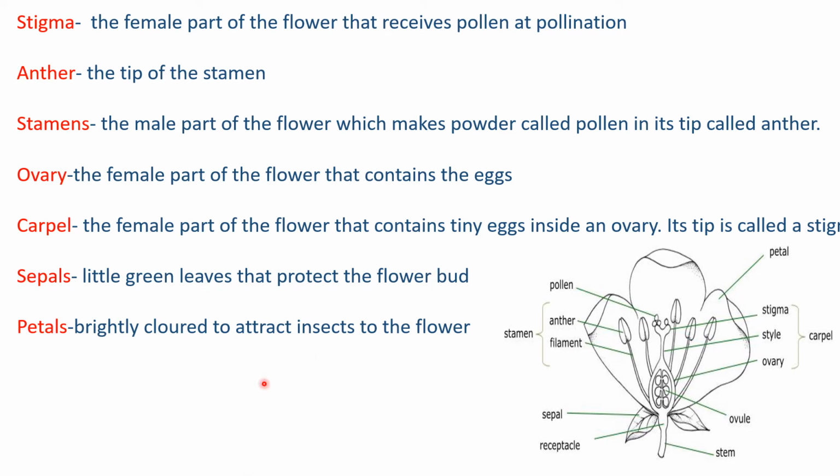On this page you can see the definitions of all these parts. What do we mean by sepal? The sepals are the little green leaves that protect the flower bud. The petals are brightly colored and attract insects to the flower.